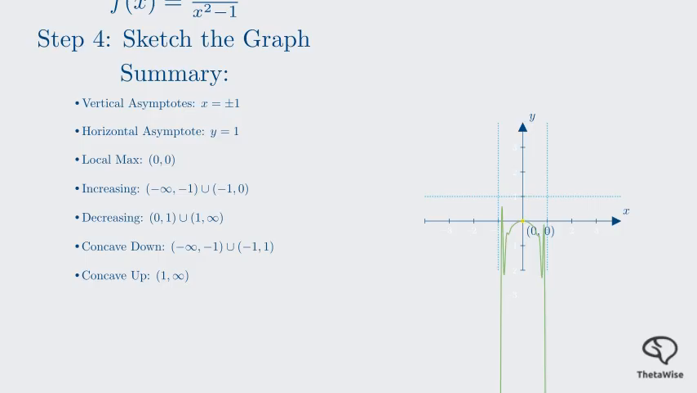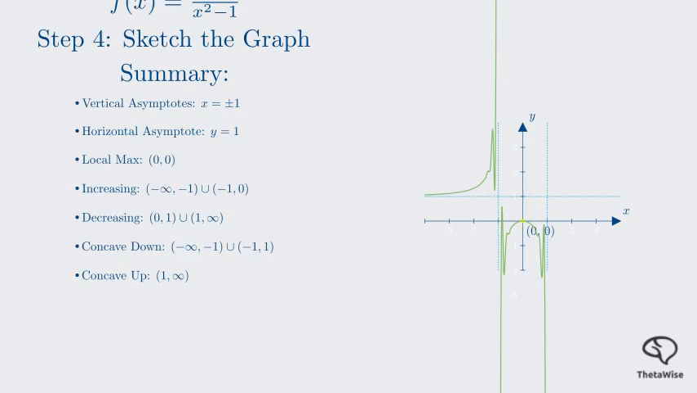Now for the left section, where x is less than -1. We know the function is increasing and concave down, and approaches the horizontal asymptote y equals 1. The graph comes from the horizontal asymptote, y equals 1, increases, and then shoots down towards the vertical asymptote, x equals -1.